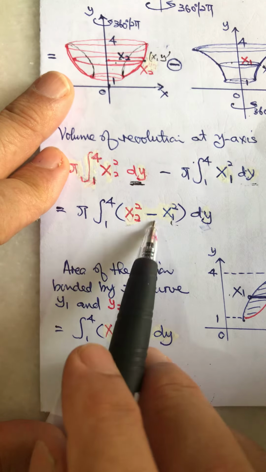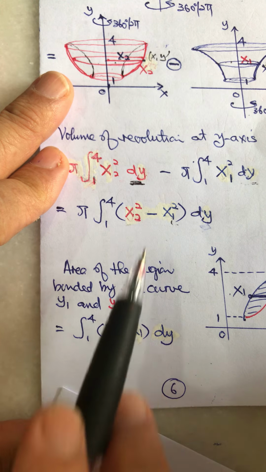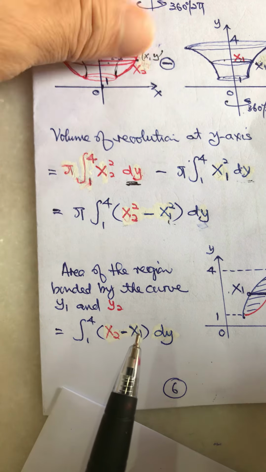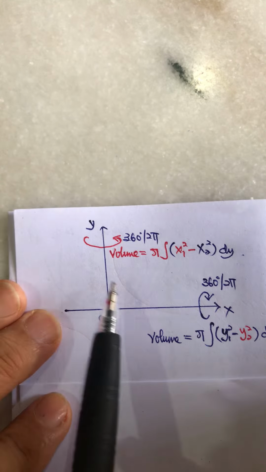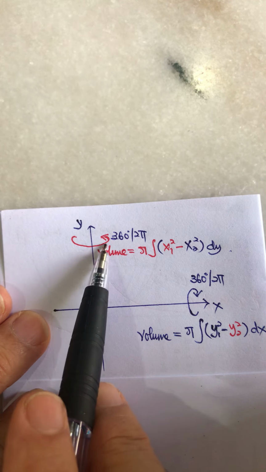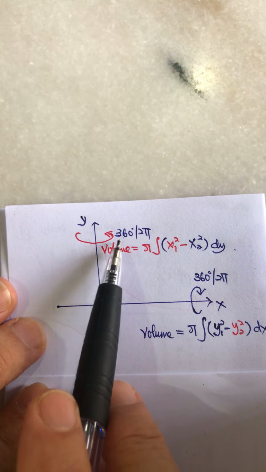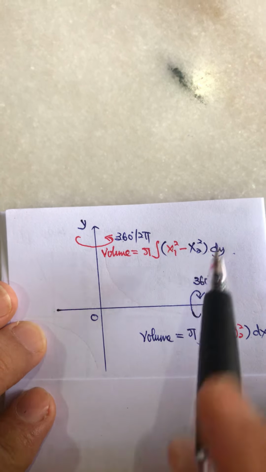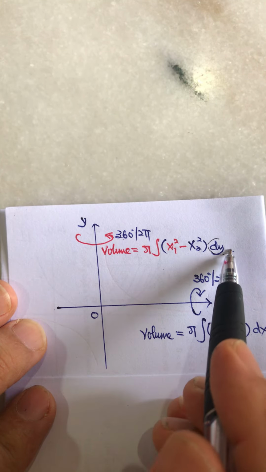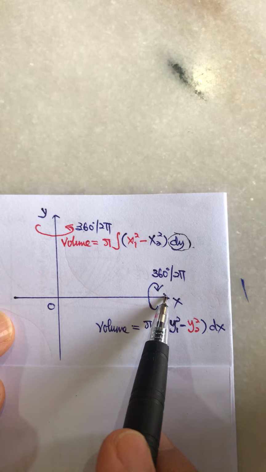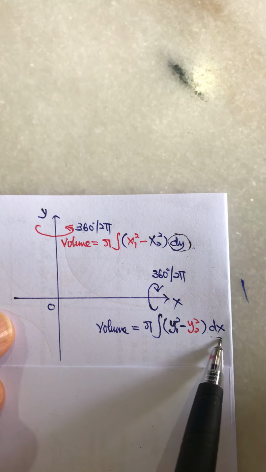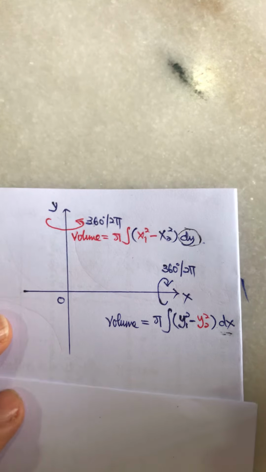So you see the formula is almost the same. So what is the difference between rotating about the x-axis and the y-axis? Here you remember, when it rotates about the y-axis, this will be the formula. You remember y-axis, dy. When the x-axis rotates, dx. So you remember this.